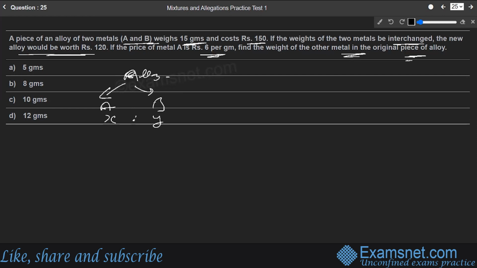So if they have a composition X is to Y, the price is 150 rupees. Now, in the similar alloy, they say if the weights of the two metals are interchanged, that means metals A and B earlier had X is to Y, and now the ratio is made Y is to X in place of X to Y, then the price changes to 120 rupees.